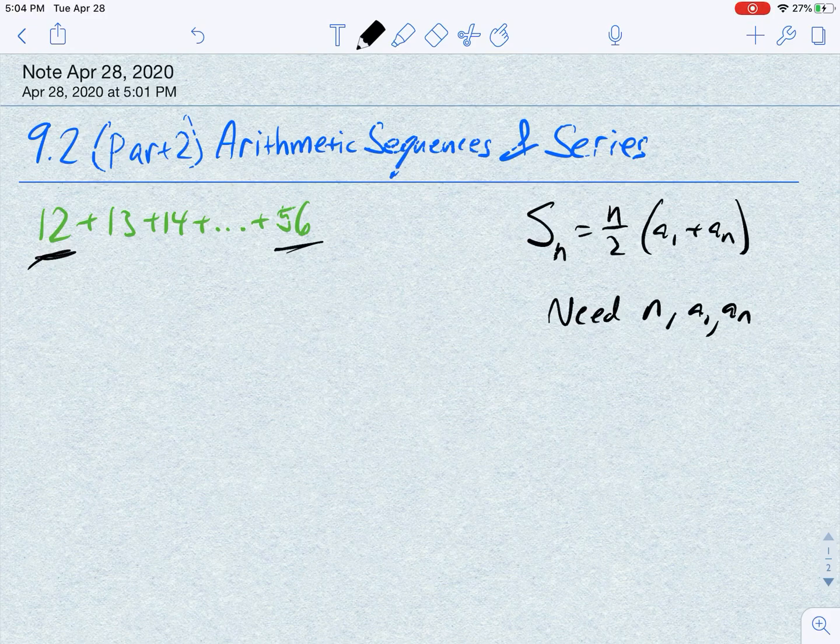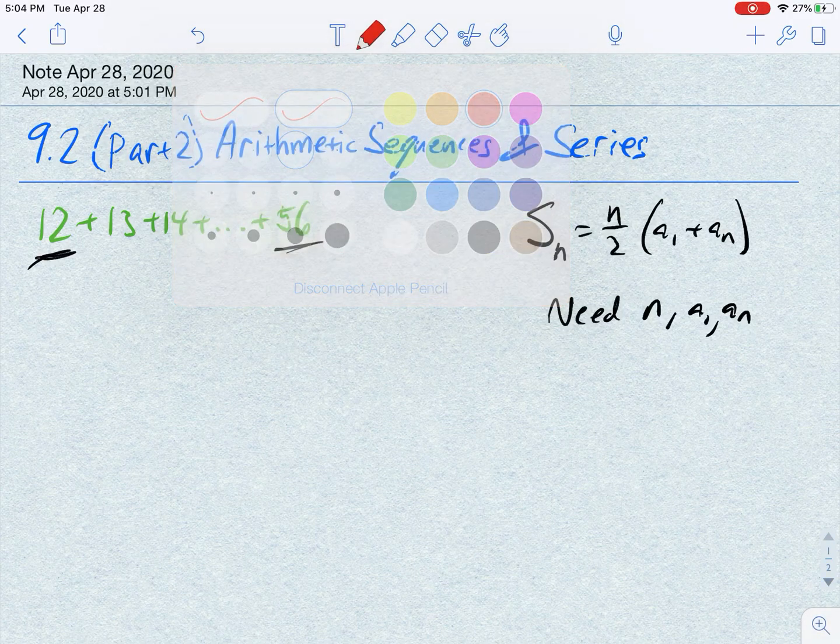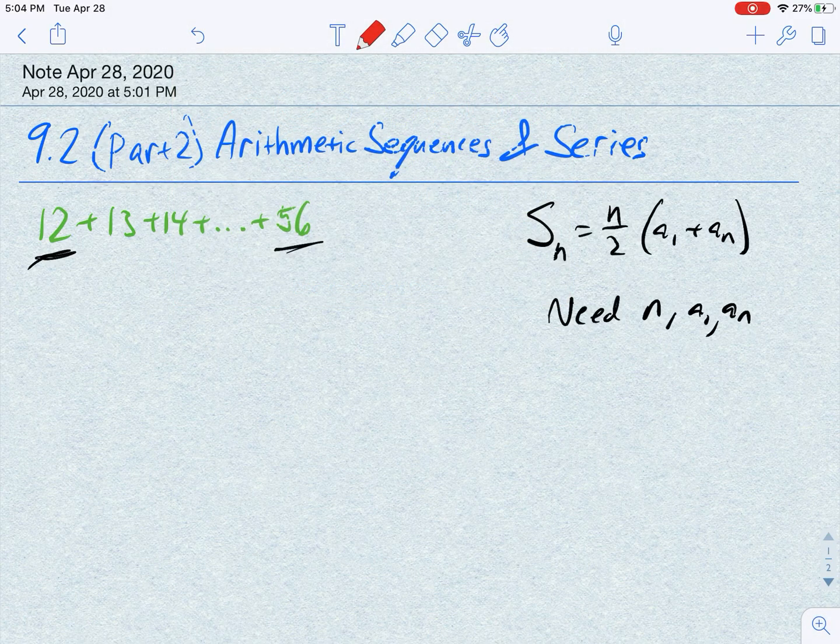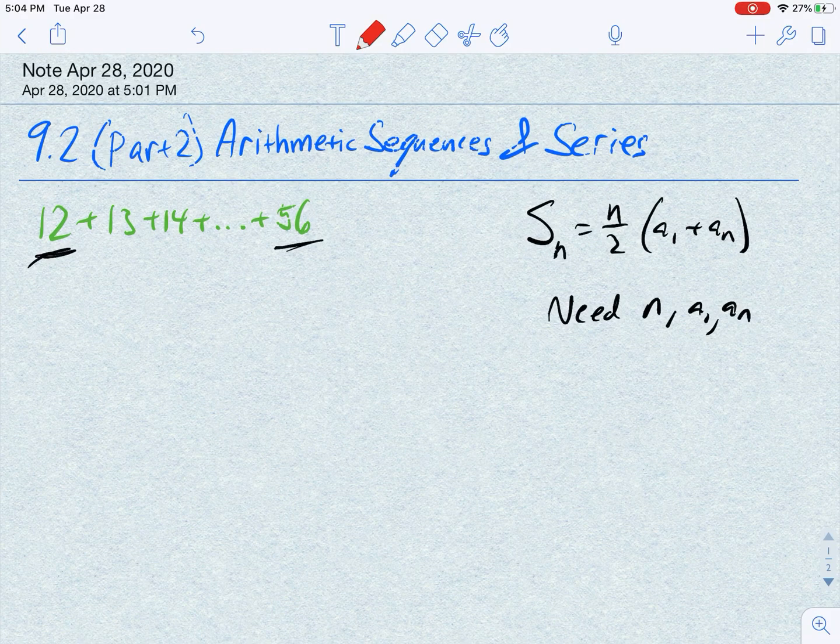we need three things. We need n, a1, and an, right? So there's our a1, 12. There's our a sub n, our last term, 56. So we basically need a number of numbers.